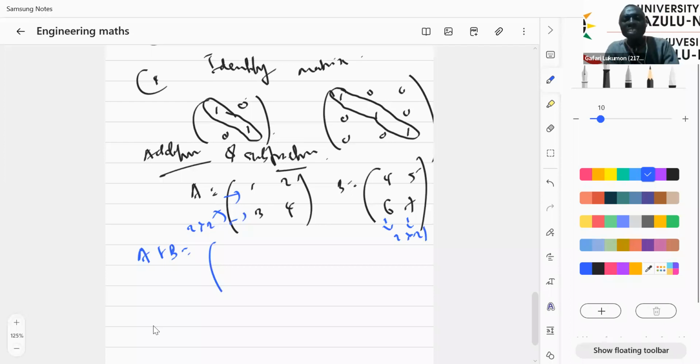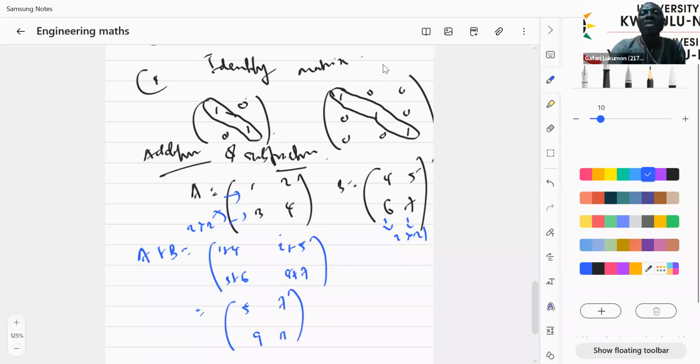So if you now want to add these matrices together, then you add row 1, column 1 of the first matrix with row 1, column 1 of the second matrix. Then row 1, column 2 of the first matrix with row 1, column 2 of the second matrix. So in essence, if I want to add A and B together now, you don't need to stress yourself. This is going to be 1 plus 4, 2 plus 5, 3 plus 6, and then 4 plus 7. I hope you understand now. And if you check it together, it's going to give you 5, 7, 9, 11. I hope you understand now.